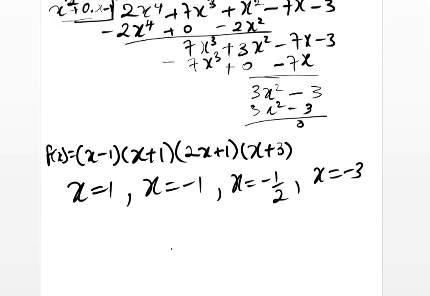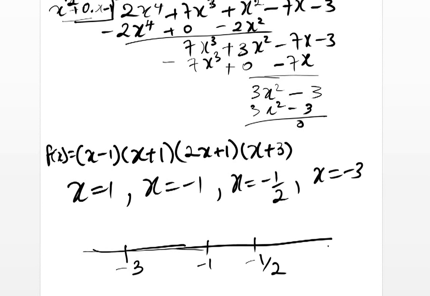Let's put our number line. We have negative 3, negative 1, negative half, and 1. And it's strictly greater than, since these values are the zeros.